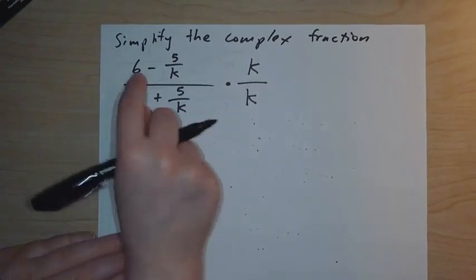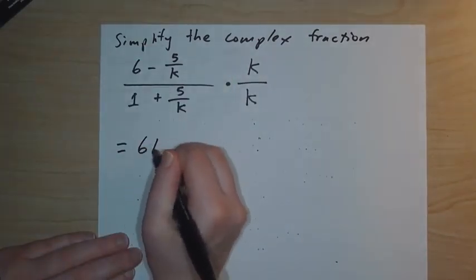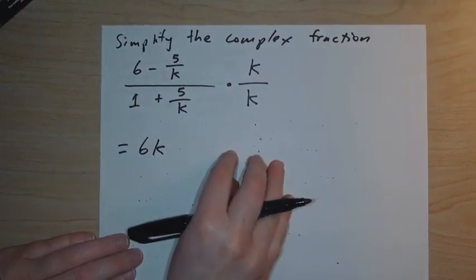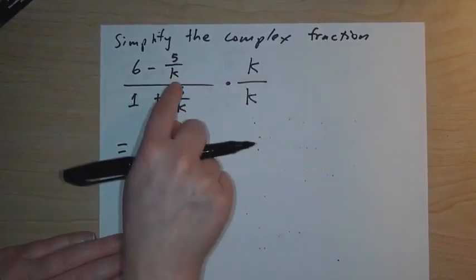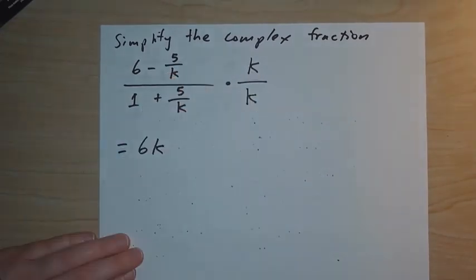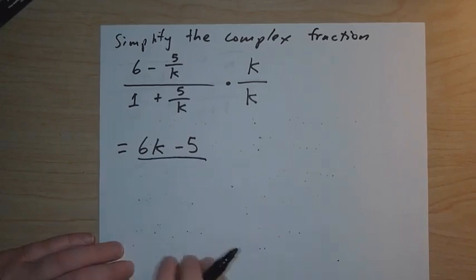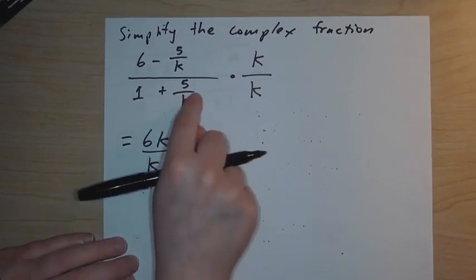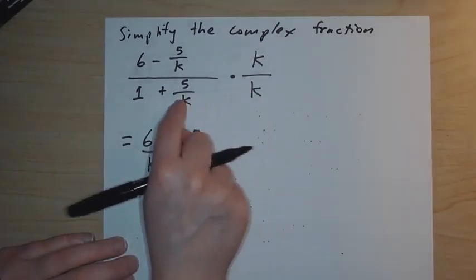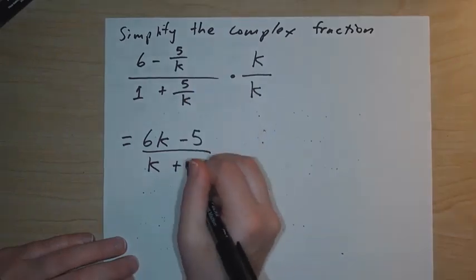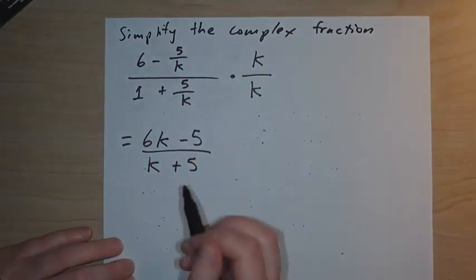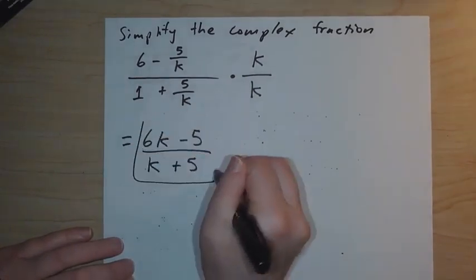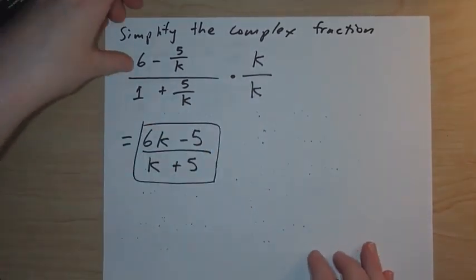So doing this, k times 6 is 6k. And then multiplying k by negative 5 over k, because it's on the top and the bottom, they'll cancel out, so we're just left with minus 5, like that. On the bottom, we have 1 times k, which is k. And then 5 over k times k will cancel out, so it's just going to be left with the numerator plus 5. And this is as simplified as you're going to get it. So that's kind of how you do complex fractions.